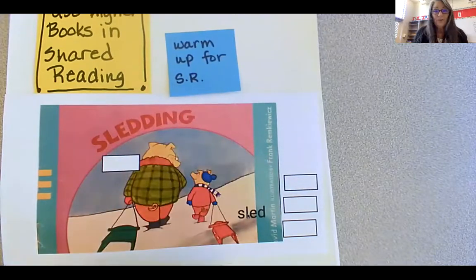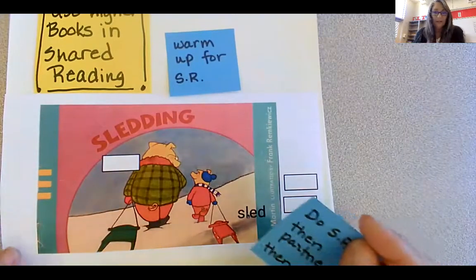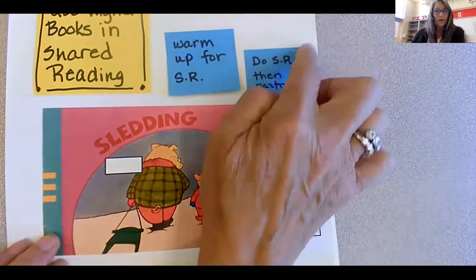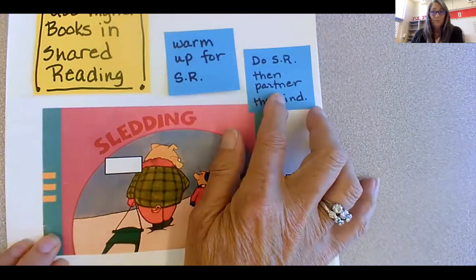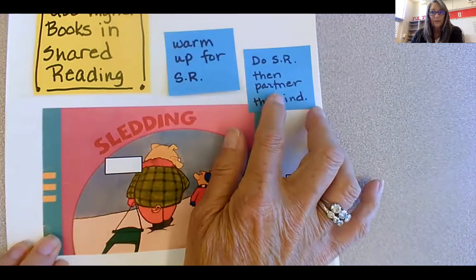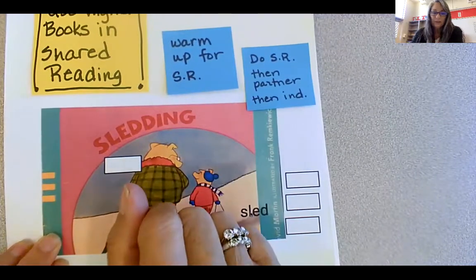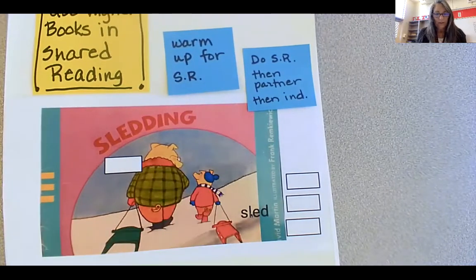And then after you do some shared reading together, even in a harder book like this, after the kids have worked on it with you, then they could do partner reading with this harder book. And eventually they can do it individually. So that's a way for them to just move things along.